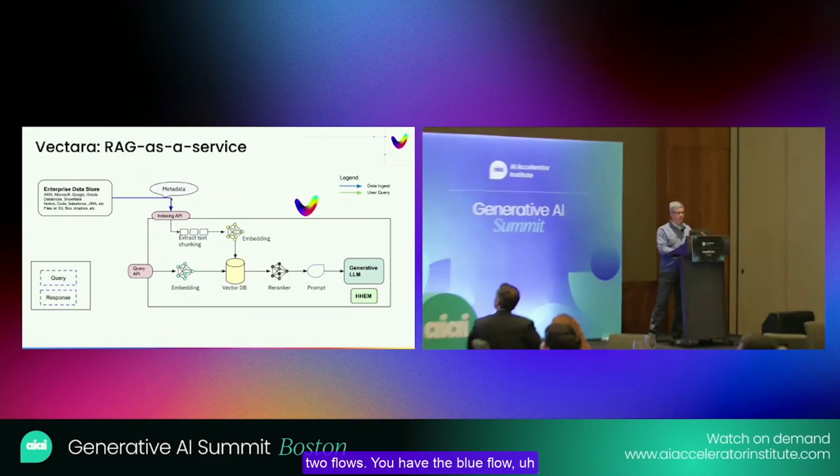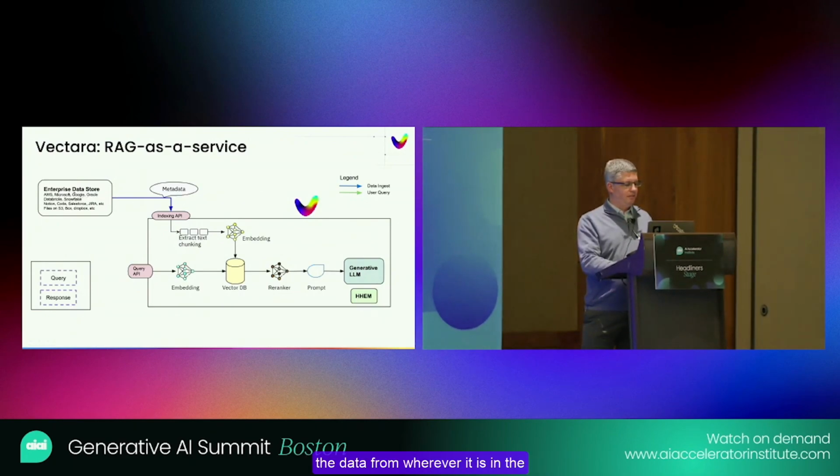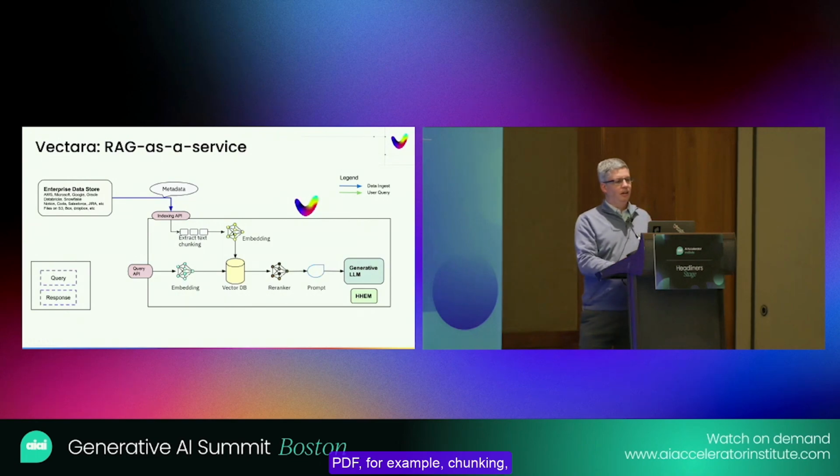You have the blue flow, which is essentially ingest. So you take the data from wherever it is in the source data, and you ingest it into Vectara. And then we take care of the steps that if you build yourself, you have to do on your own. So there's something about extracting text from a PDF, for example, chunking, calling in what's called an embedding model to create a vector embedding for that piece of text, and then putting it into something that's called a vector database. You probably heard about this.